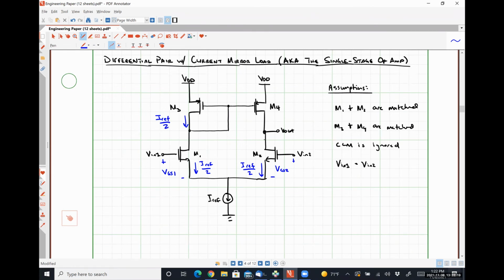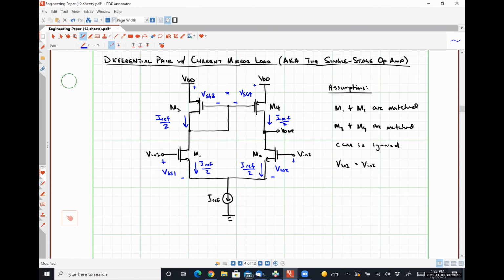Since M3 is carrying a current of I ref over 2, it's going to cause a voltage VSG3 to appear across transistor M3, and since the gates of M3 and M4 are tied together, the voltage of VSG4 must be occurring across transistor M4, which means our mirroring is achieved, and we see a current of I ref over 2 flowing through transistor M4 as well. Okay.